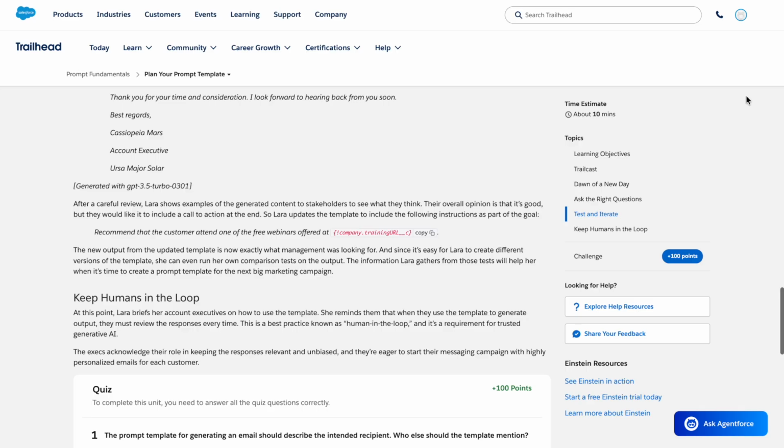Keep humans in the loop. At this point, Lara briefs her account executives on how to use the template. She reminds them that when they use the template to generate output, they must review the responses every time. This is a best practice known as human in the loop, and it's a requirement for trusted generative AI. The execs acknowledge their role in keeping the responses relevant and unbiased, and they're eager to start their messaging campaign with highly personalized emails for each customer.